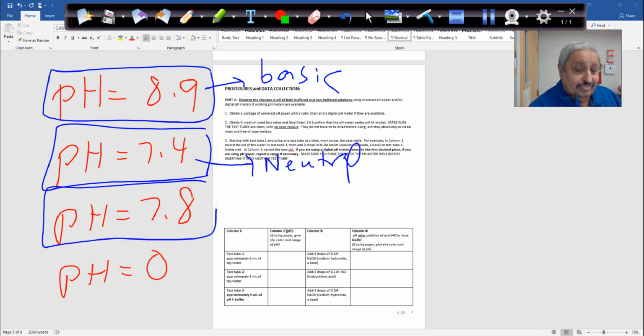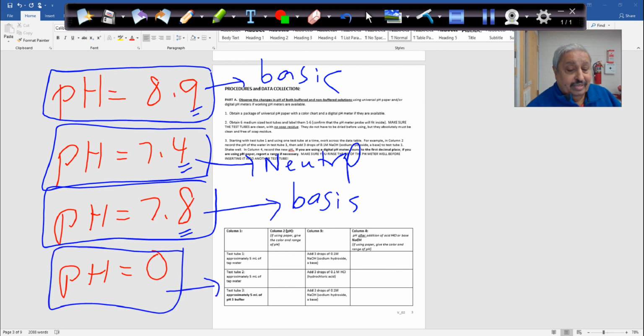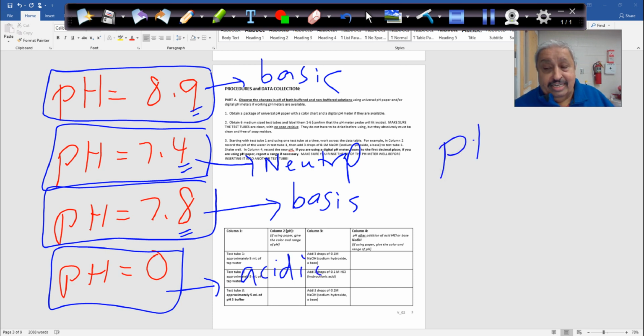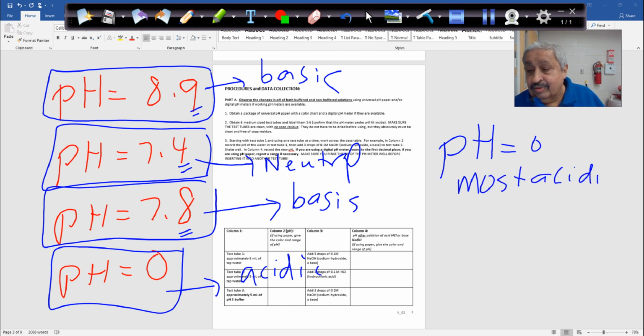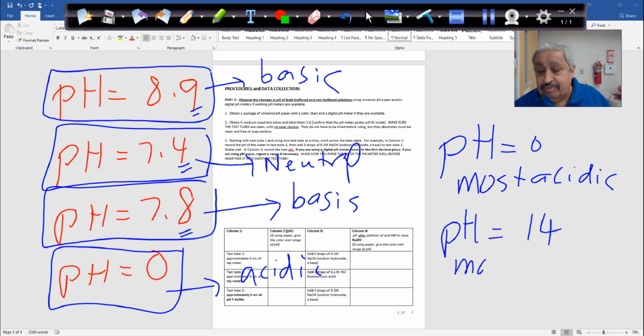How about here? This is 8, correct? And this is 4. Always look at the value after the decimal. This is 8, so that's 7.8. That's 8, so that's basic. How about pH 0? Acidic. So now you have to know the extreme cases of pH. That's always speaking about aqueous solution. pH 0 is most acidic, and pH 14 is most basic.